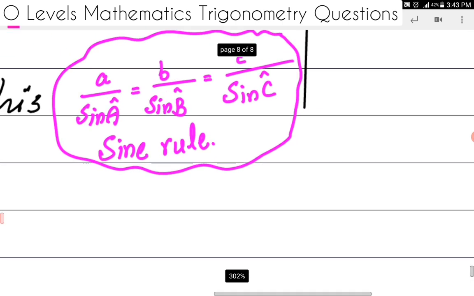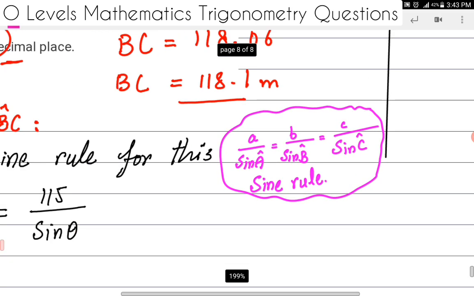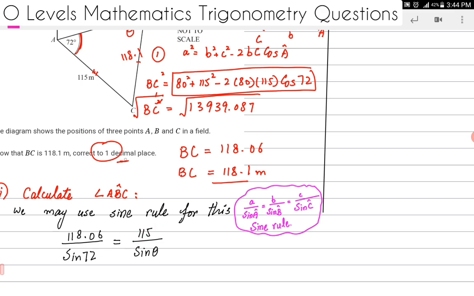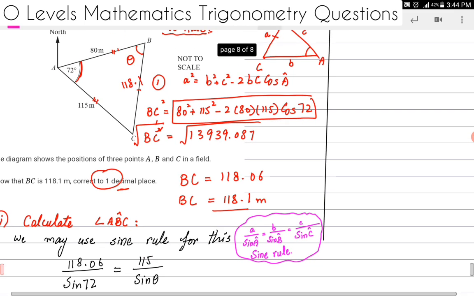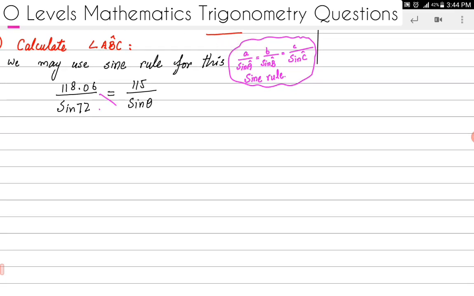So we know that the sine rule works in this way. For the sine rule, it's always A divided by sine of A, B divided by sine of B and C divided by sine of C. This is known as the sine rule, okay? So coming back to the question, it is 118.06 divided by sine of 72 is equal to 115 divided by sine of B, that is theta. Now let's do the calculations. Let's cross multiply. This is going to be sine of theta equals 115 into sine 72, whole divided by 118.06, and theta will be equal to sine inverse of this value.